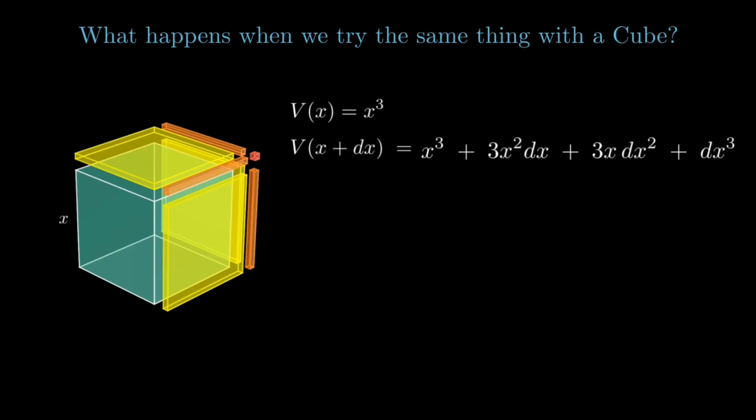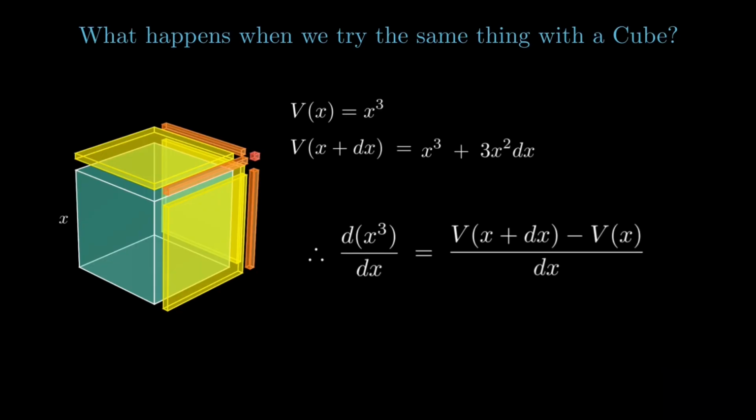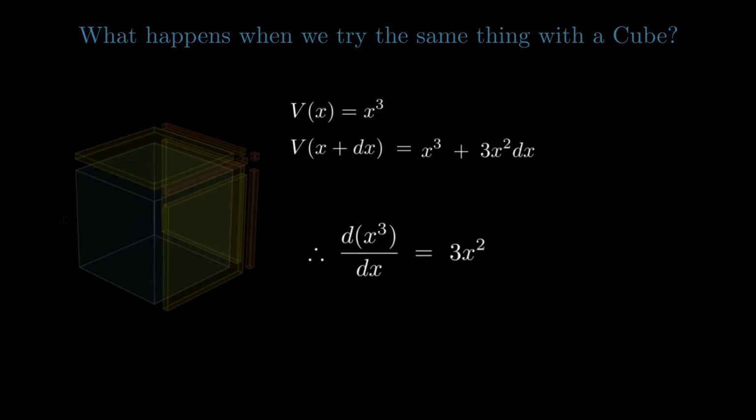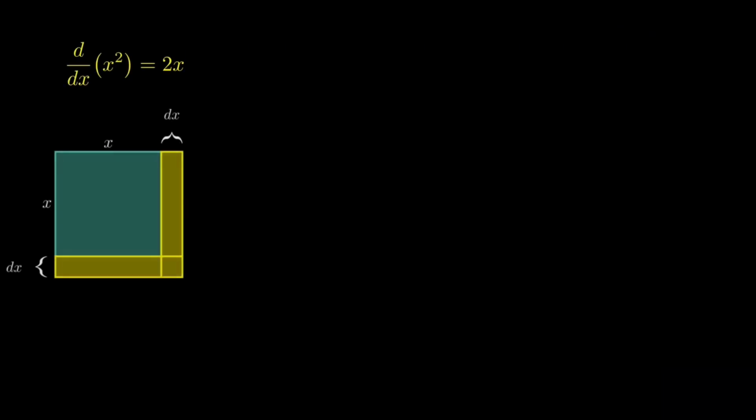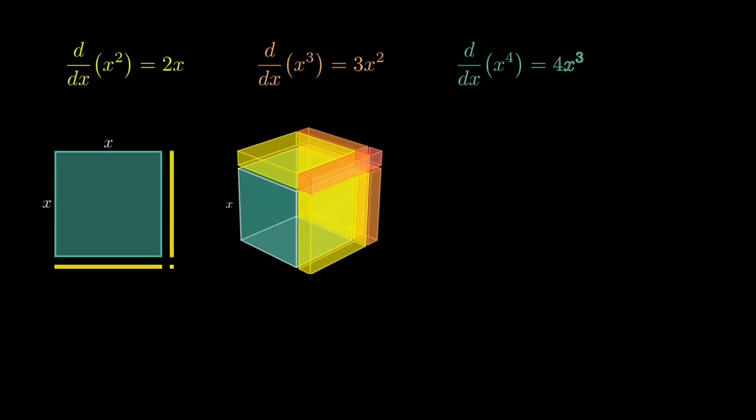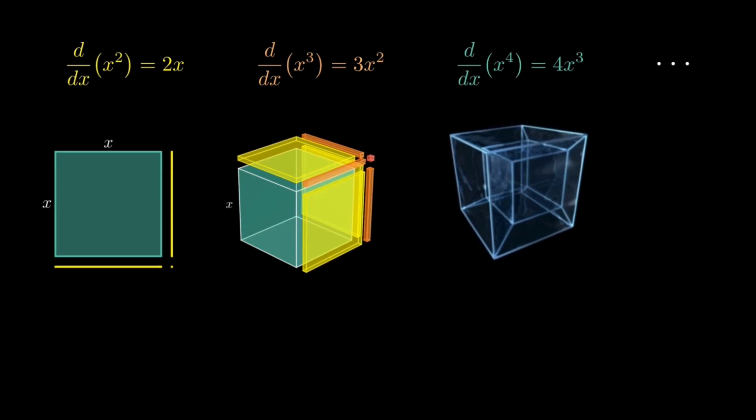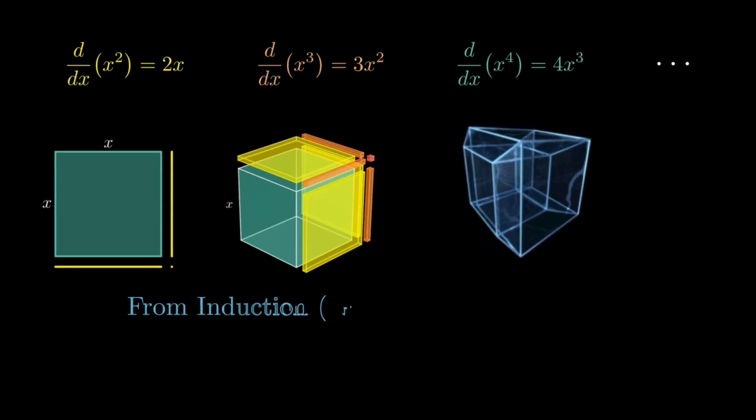Hence, the total change in volume is 3x squared dx plus some smaller terms involving dx squared and dx cubed. Again, these smaller terms become negligible as dx shrinks. So all we are left with is 3x squared dx, and dividing by dx we obtain that the derivative of x cubed is 3x squared. If you keep going, you'll realize that the result holds for hypercubes with powers of 4 or higher. So we can generalize from this pattern that the derivative of x to the power of n is n times x to the power n minus 1.